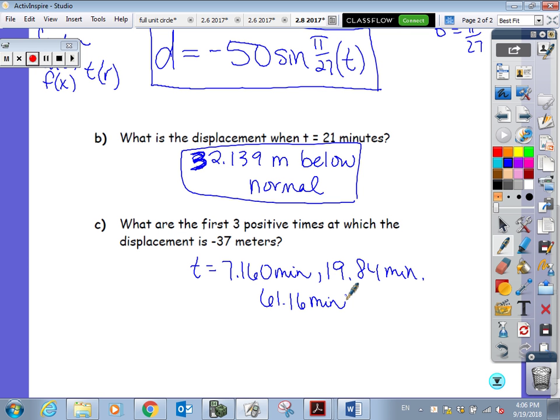Now, recall, we had a period of 54. So once we get the first, the third is just the first plus the period. So the 7 plus the 54 took us to the 61 right there. Or we can just use the calculator. Either one will work.